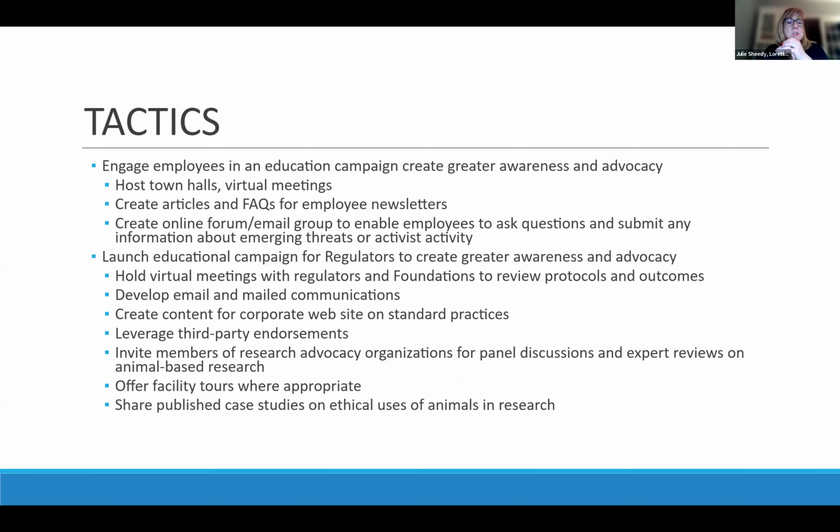And then I would launch an educational campaign for regulators and our other external audiences to create greater awareness and advocacy, holding some virtual meetings with those regulators and foundations to review our protocols and outcomes, develop email and mailed communications, create content for our corporate website on our practices, leverage third-party endorsements in support of that, invite members of research advocacy organizations for panel discussions if time, and expert interviews on animal-based research, offer facility tours if appropriate, and share published case studies as well.